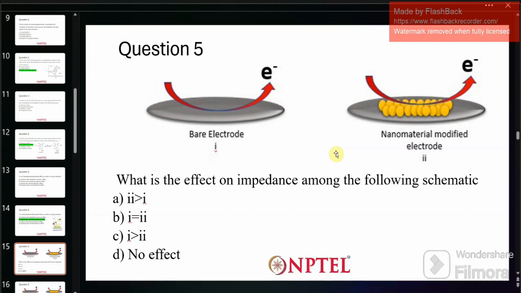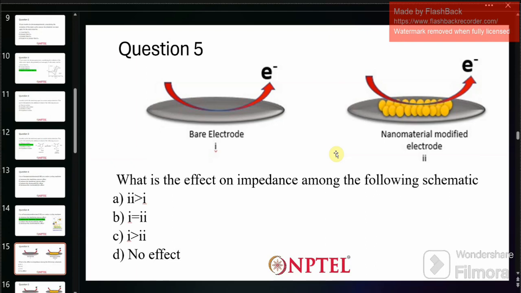So basically it is asking whether there will be no effect of the nanomaterial coating on the impedance of the electrode. To look at this answer, we need to find out what is the actual function of this electrode. The main function of an electrode is basically to transfer electrons. From the basic redox reactions, some electrons will be generated. That electron will be transferred at the electrode, and that electron will be detected and you will get the readings. So for the entire readout to happen, you need electron transfer to take place.